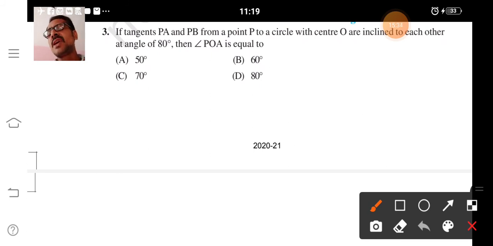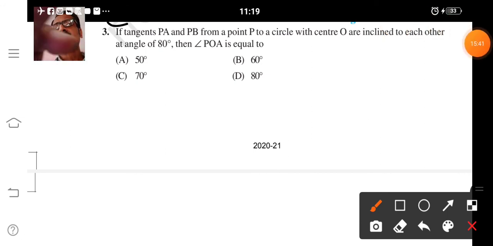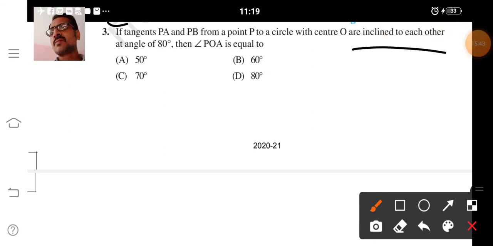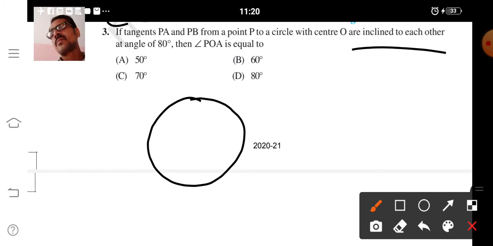Number 3. If tangents PA and PB from a point P to a circle with center O are inclined to each other at angle 80 degree, then angle POA is equal to this. So let us draw the figure first. Let me draw the circle. Tangent PA and PB. Two tangents we have, PA and PB. So which will be the exterior point?